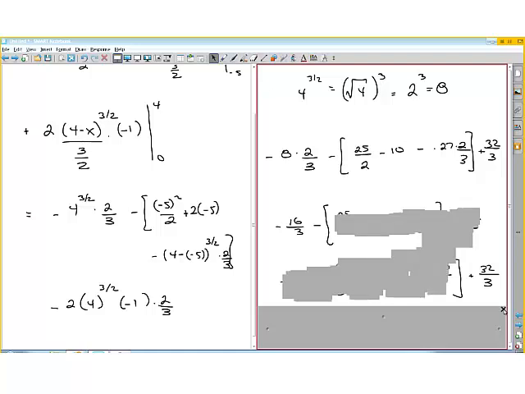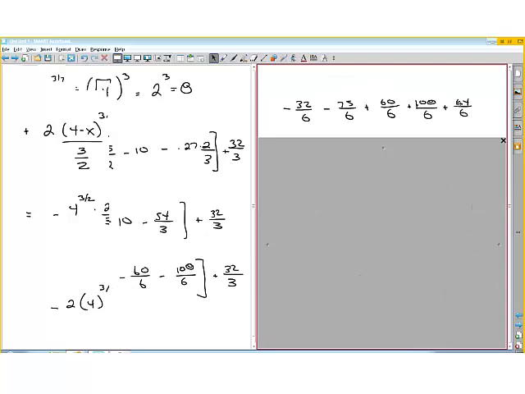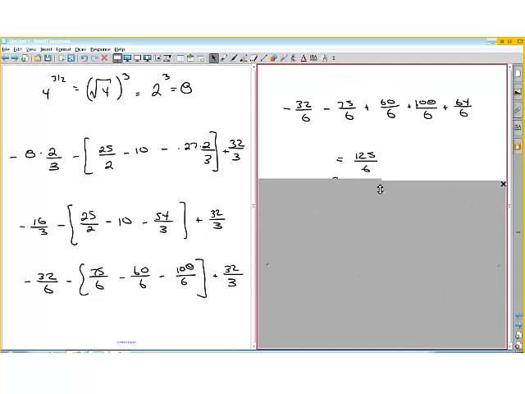Negative times a negative is positive. Negative times negative is a positive 108/6 plus 64/6. So you add all those numbers together, you get 125/6. And that's the correct answer. Okay, so that was part A.